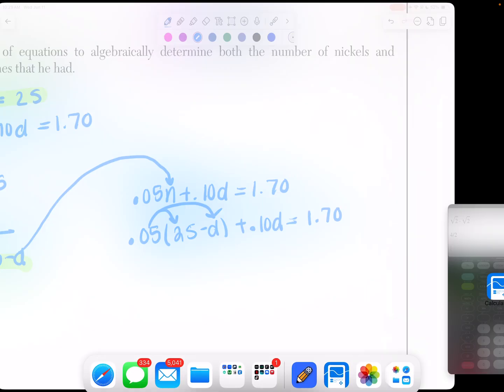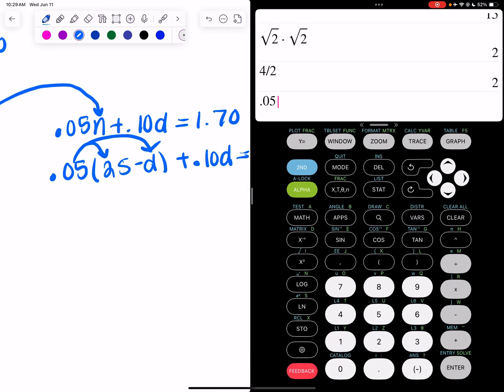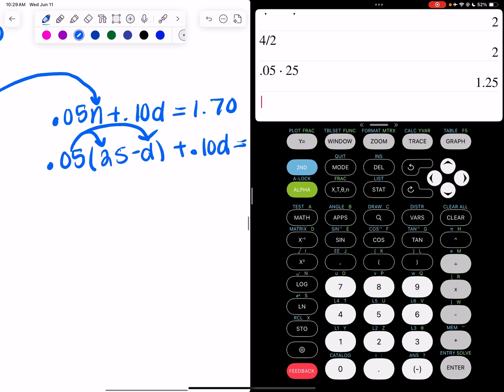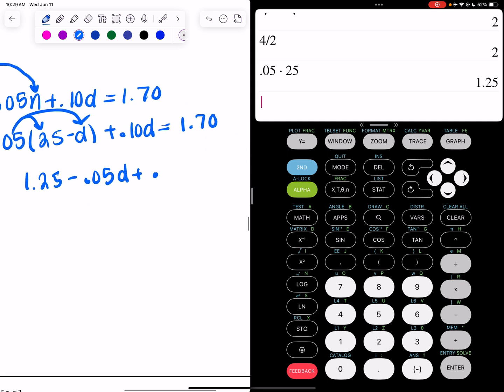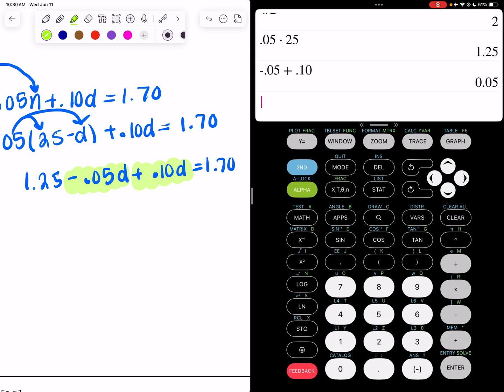If I go to my calculator and do 0.05 times 25, I get 1.25. So I have 1.25 minus 0.05 D plus 0.10 D equals 1.70. Now I have to ask myself, can I combine any like terms? My like terms are negative 0.05 D and 0.10 D. So I do negative 0.05 plus 0.10, and I get 0.05. Now I have 1.25 plus 0.05 D equals 1.70.